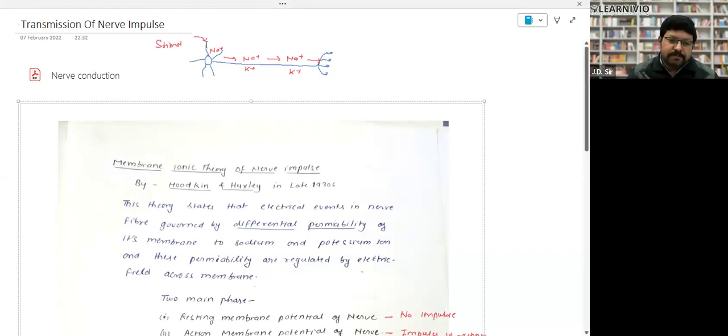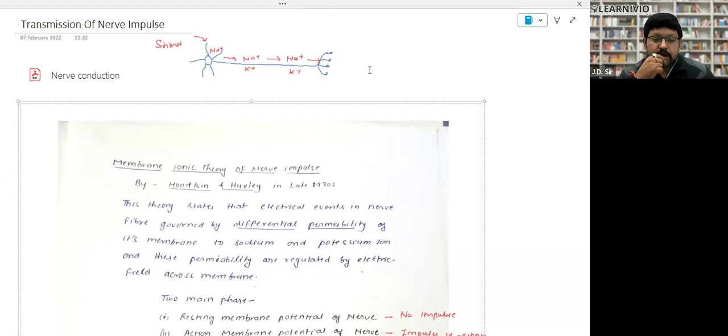The stimulus comes, they come at dendrite, they run in our neuron in the form of sodium and potassium ion, and that's how the carry forward takes place. So basically, there is a theory which explains this function, and how the sodium and potassium run, or how the stimulus runs in our neurons.